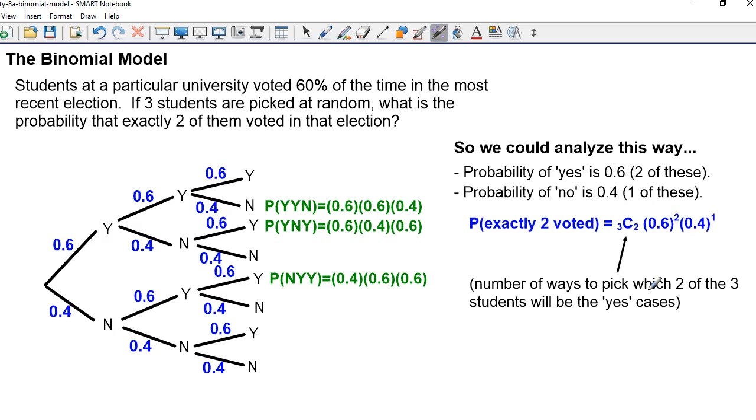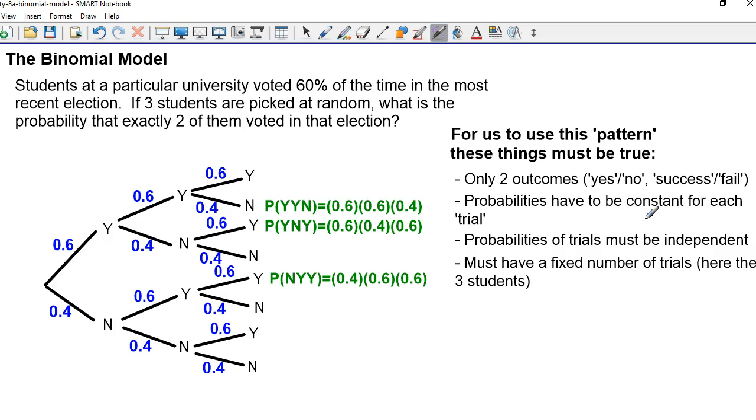And then we have to figure out, well, which of the 3 students are the 2 that did vote. So there's 3 choose 2 ways to do that. And we could just take 0.6 squared, multiplied by 0.4, and then multiply by 3 to account for the different ways that they could be ordered.